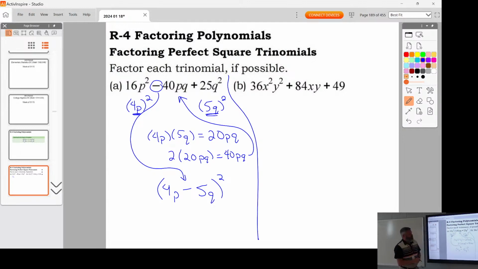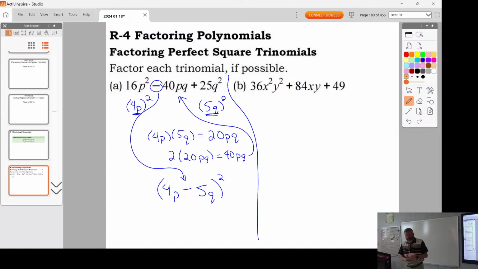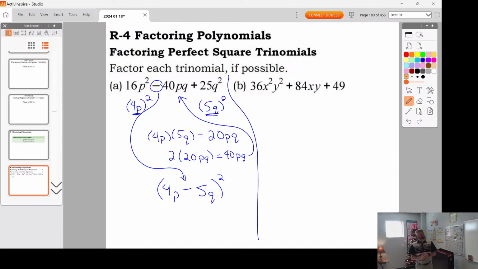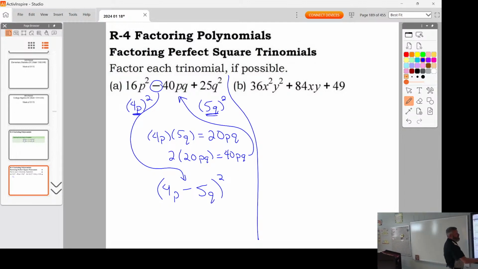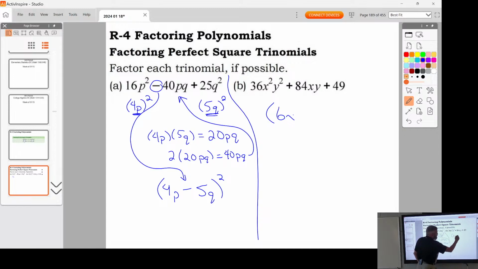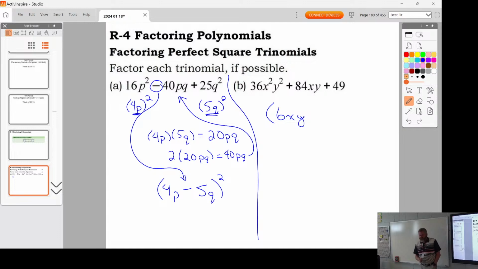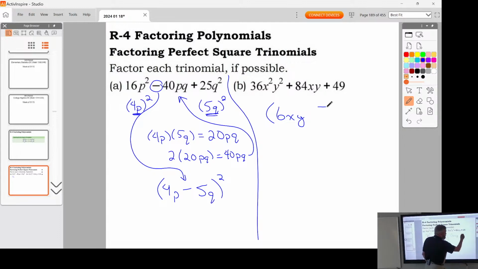Part B, 36x squared y squared plus 84xy plus 49. Is the first term a perfect square? Where did 36x squared y squared come from? Okay, so it came from 6xy. Is 49 a perfect square? Yes, it came from 7 squared. And because this middle guy is a plus, let's bring it down. And then we'll put a square there.